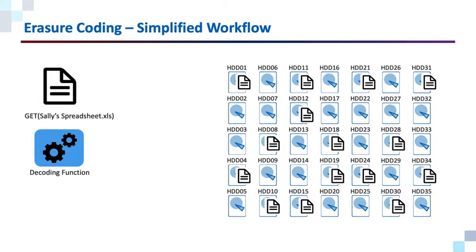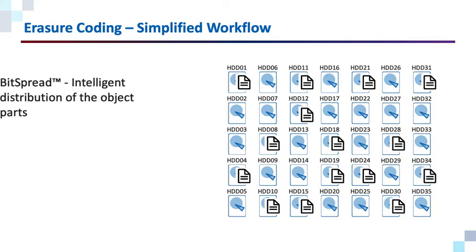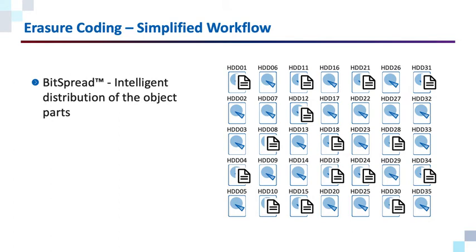Now I want to introduce some ActiveScale specific terminology. Bit spread. This is an intelligent data placement approach that puts the object parts in the most ideal location to minimize the impact of hardware failure. And there is a video on our website about bit spread, how it works, and how it differentiates from other data placement approaches, so I recommend you take a look at that.